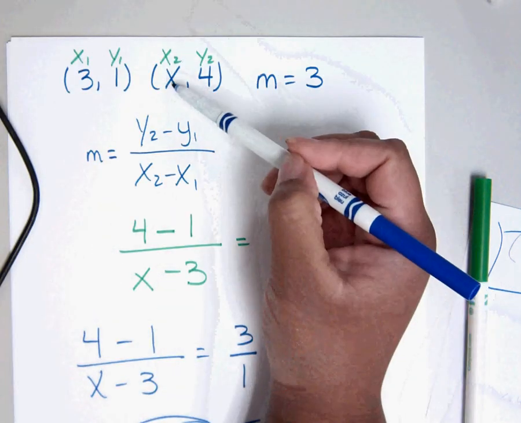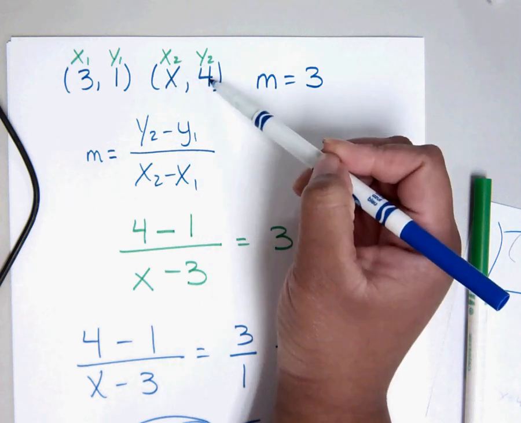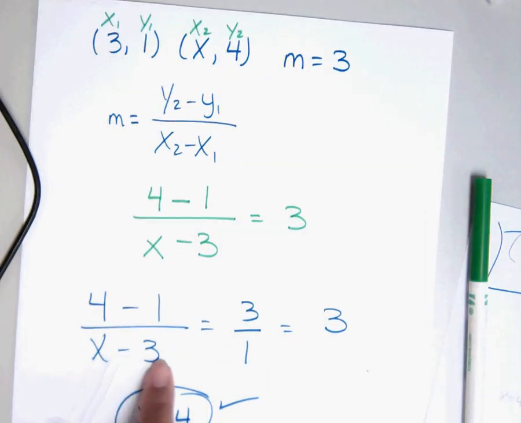So what is the value of X? It would be 4. Now, is it 4 because the other number is 4? No. This is 4 because 4 minus 3 is 1.